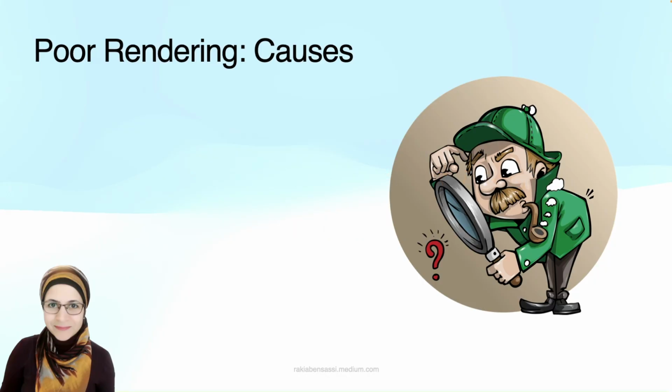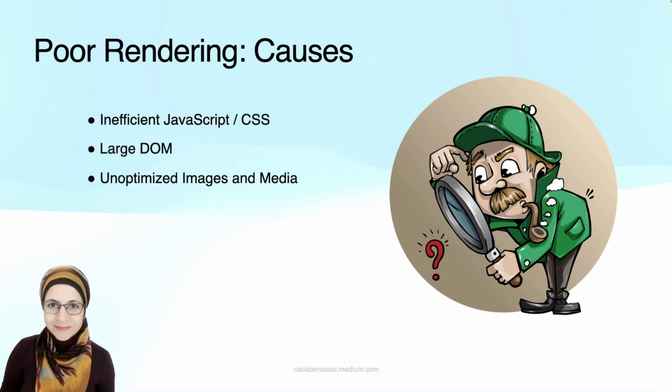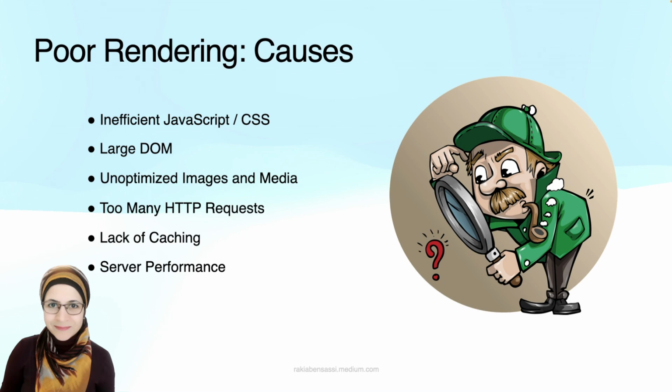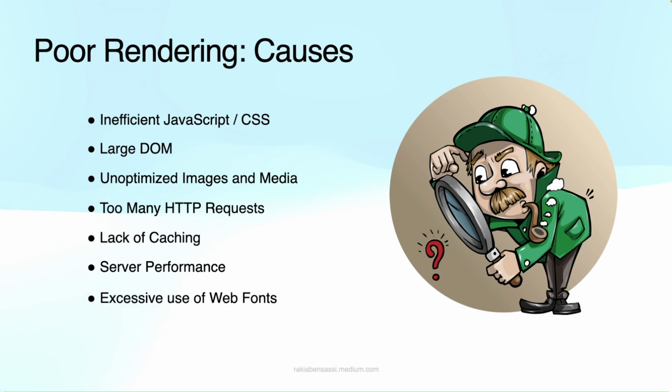The culprit behind this could be inefficient JavaScript or CSS, large DOM blocks, unoptimized images and media, too many HTTP requests, lack of caching, server performance, excessive use of web fonts, or render blocking resources. Render blocking resources are files that prevent the browser from displaying a web page before they are fully downloaded, parsed, and executed.